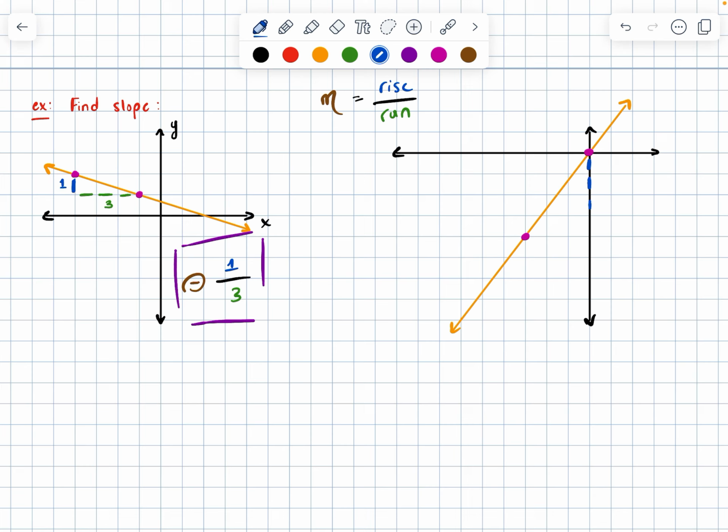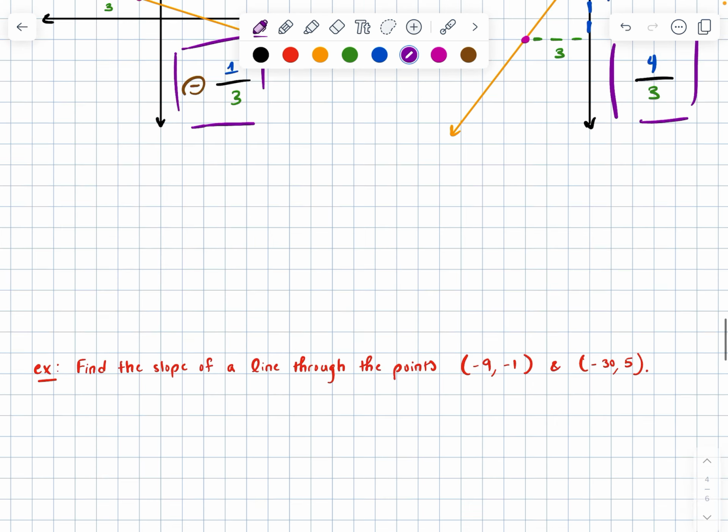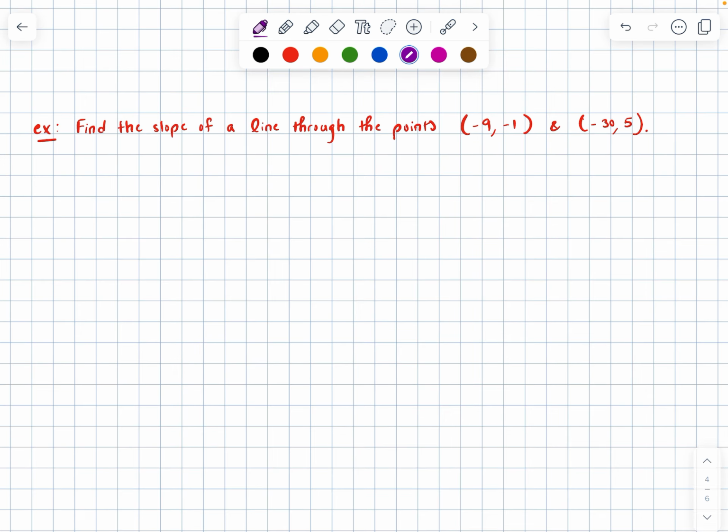So if I find my rise, I go up 1, 2, 3, 4. So my rise is 4, and my run, I count over 1, 2, 3. So my slope here is going to be my rise of 4 over my run of 3. In this case, if I trace along the line from left to right, my finger moves up. This line is increasing. It has a positive slope. So positive 4/3 as written is just fine.